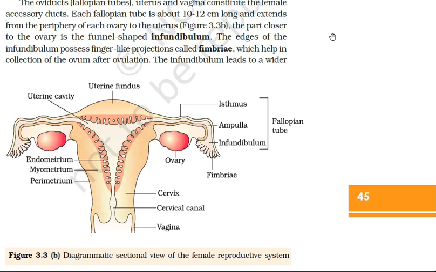You can see all these parts on the screen, in your NCERT, in figure 3.3, which shows the diagrammatic sectional view of the female reproductive system, showing a pair of ovaries, a pair of oviducts, uterus, then cervix, cervical canal and vagina. The ampulla leads into a narrower part called isthmus that joins the uterus.